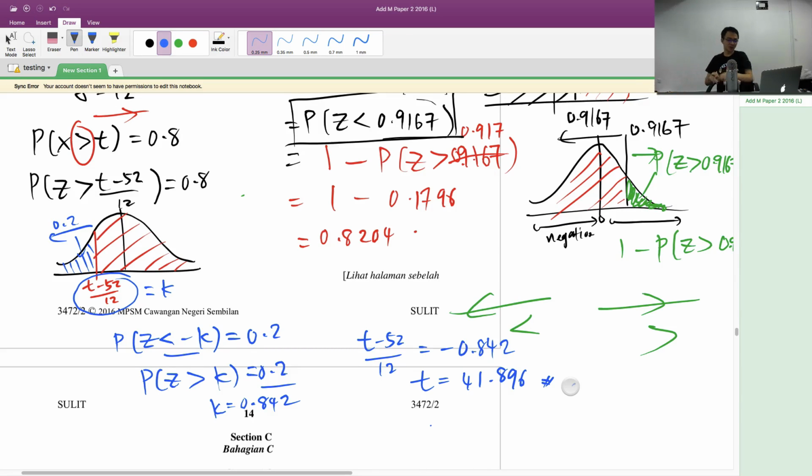For the normal distribution, if you don't have the foundation, it's quite hard for you to understand. But if you have the foundation, it shouldn't be too hard.